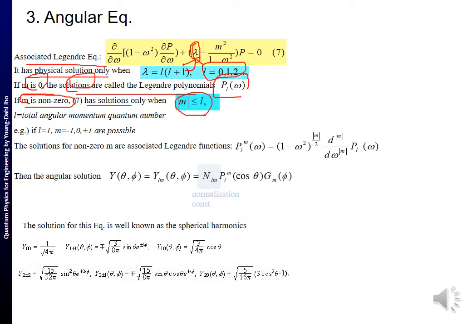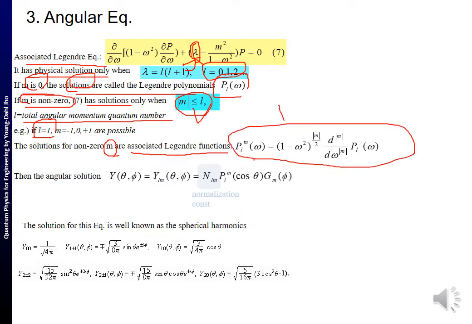Okay, this L is named the total angular momentum quantum number. Based on this condition, if L is 1, m should be minus 1, 0, plus 1. The solutions for non-zero m are associated Legendre functions, like this. You don't need to remember this. You will just use this from the table. Okay?